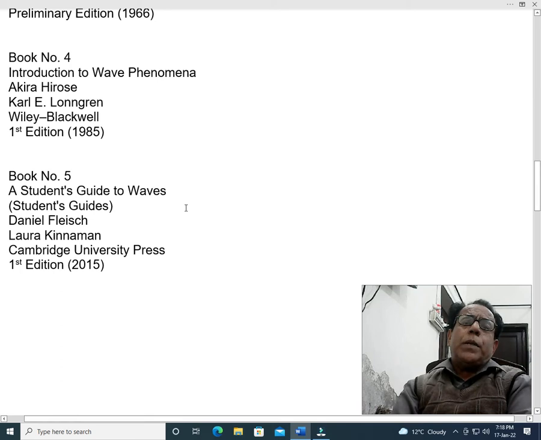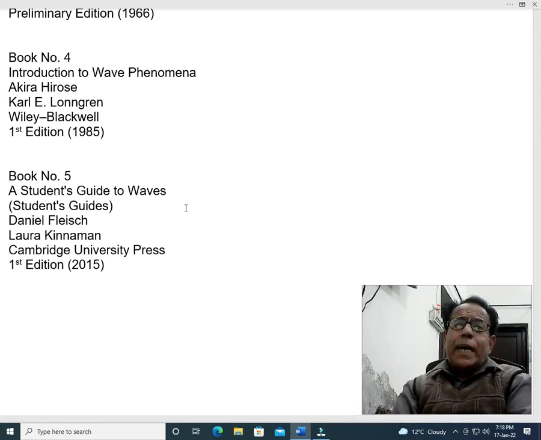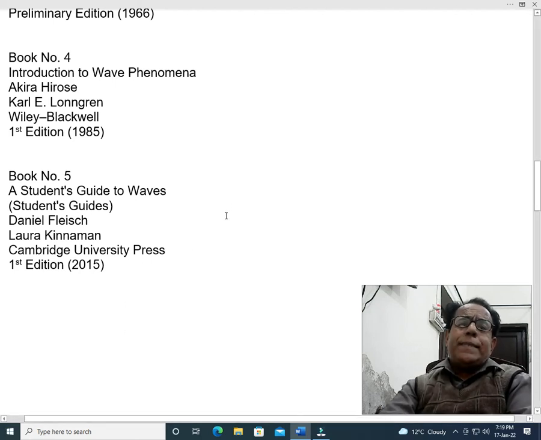Now we come towards book number 5. A Student's Guide to Waves, Student's Guides. Its authors are Daniel Fleisch and Laura Kinnaman. Here again, authors' names are very unfamiliar, very unusual for me. However, I have pronounced as I can. Its publisher is Cambridge University Press, and its first edition 2015 will be followed.